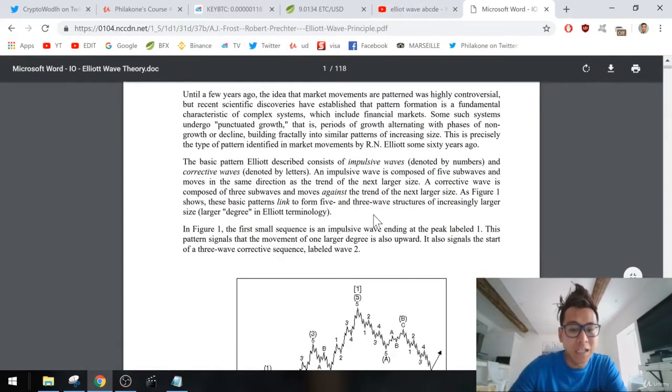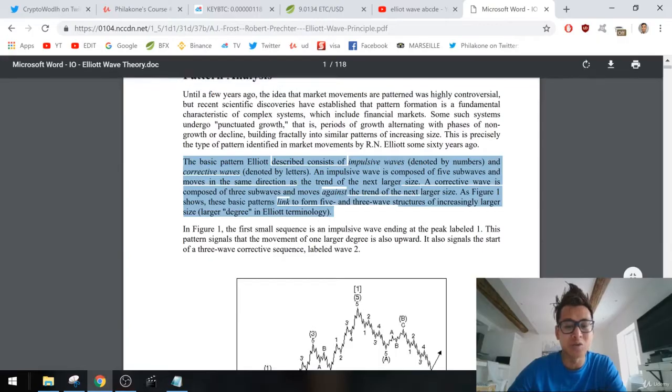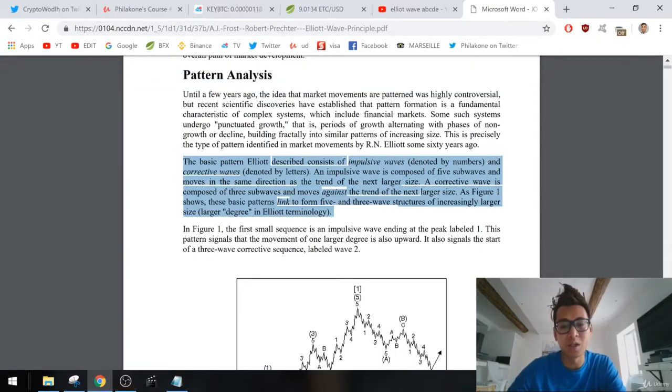So the way that they describe it in the book is this, okay? Let's read it together first of all. Not all of it, but just some of the important terminologies. Elliott wave consists of impulsive waves denoted by numbers and corrective waves denoted by letters. An impulse wave is composed of 5 subwaves and moves in the same direction as the trend of the next larger size. A corrective wave is composed of 3 subwaves and moves against the trend of the next larger size, okay?